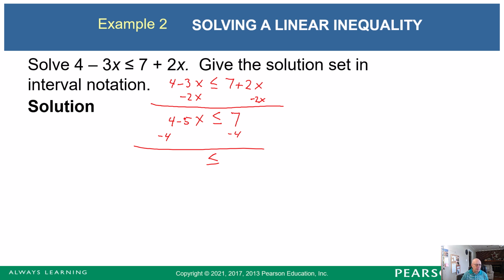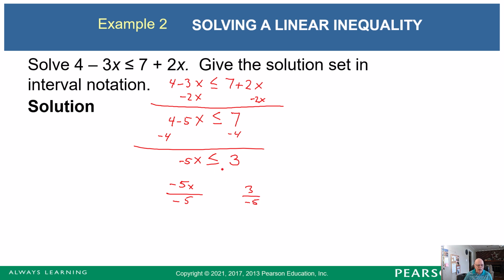And what do I have? On the left side, the 4 and minus 4 cancel out. I got 0, so just negative 5x left. And on the right, I combine those, and that gives me a 3. Now, I haven't found out what x is yet. Well, just like in a regular equation, if I were solving this as a regular equation, I'd divide both sides by negative 5. So, negative 5x over negative 5, and 3 over negative 5. Notice I'm doing the same thing on both sides.